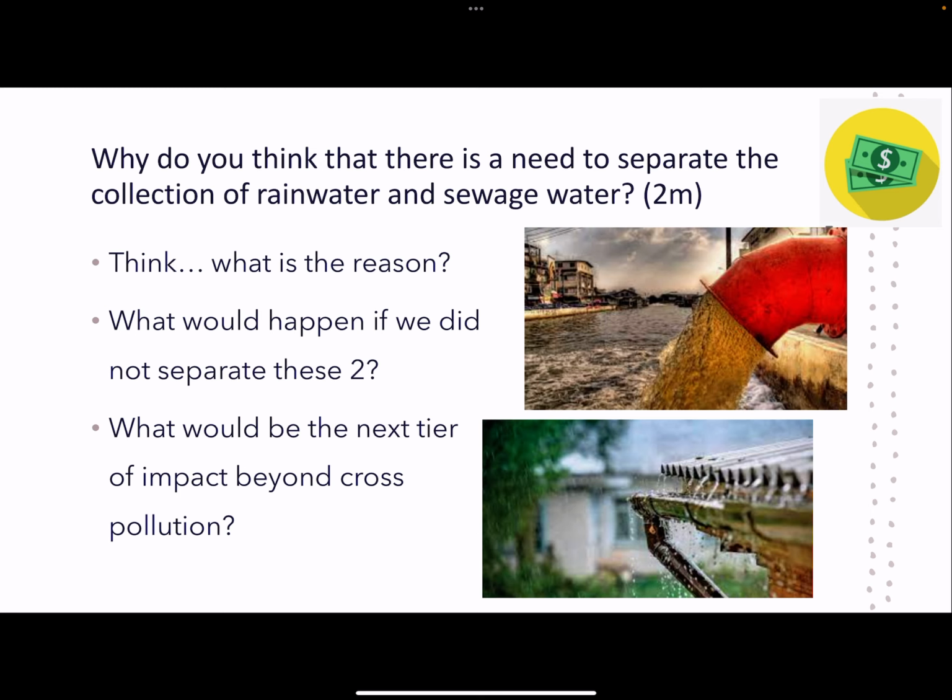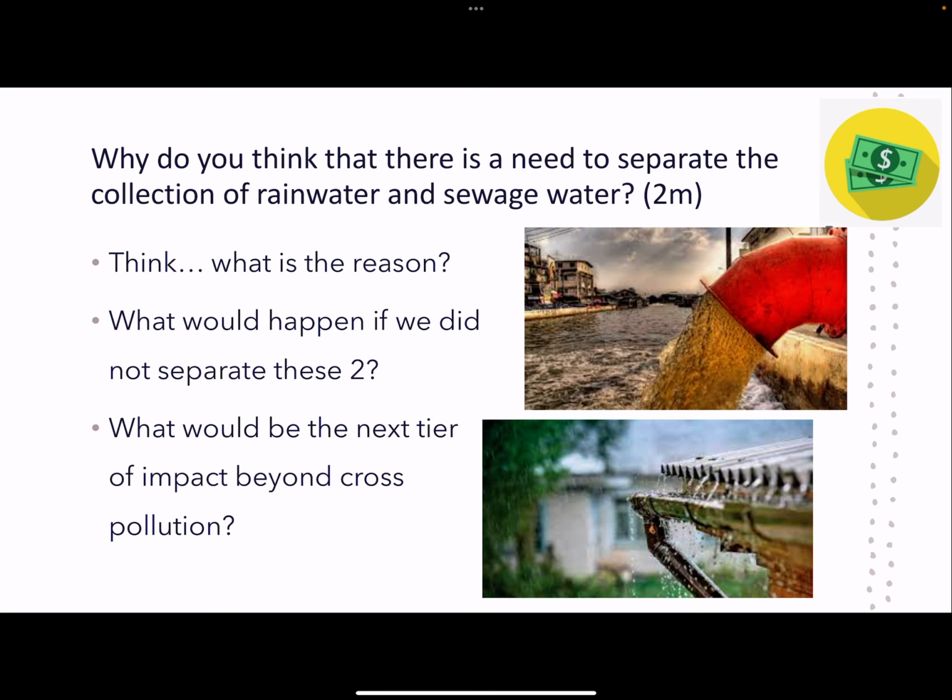Now, I need to clarify this. There is no issue with purifying rainwater and sewage water. It can be done with the NEWater filtration process. It is very much possible. However, beyond this pollution, the fact that there will be cross contamination of these two, the next mark that is given is actually more important. So what is the link?